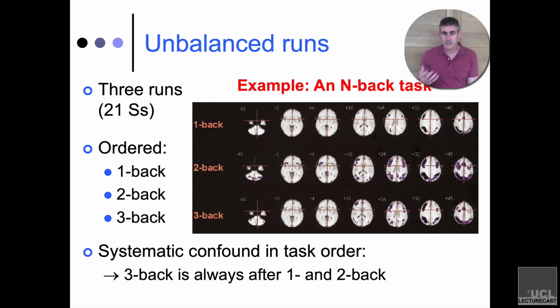So imagine that I'm interested in working memory, and I was going to use what's called an n-back task. So this is a classic working memory task, and what happens is I give people stimuli, and in a one-back version, I just ask them to push a button anytime a stimulus repeats.